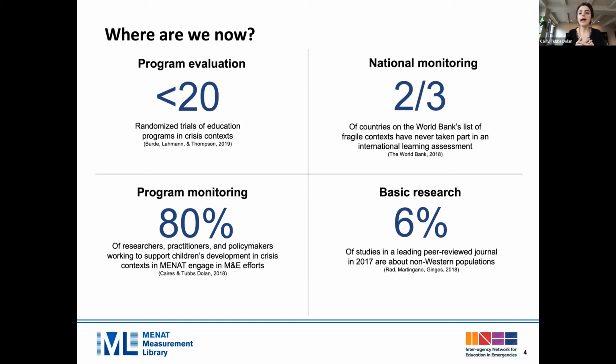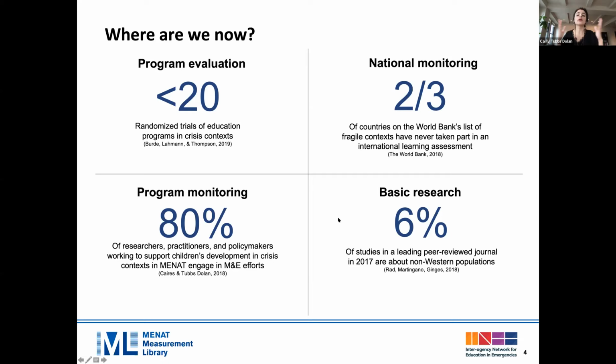And less than half of the respondents said they were actually using that information to share back to communities and the people that they were providing these services to. Finally, for basic research, a number of articles have been published about how so much of the research on how children develop has been conducted in Western contexts. And so most recently, finding that 6% of research has been conducted with non-Western samples. So what we know about how children develop is based on research with the minority of the world.